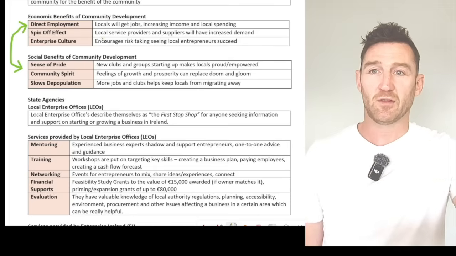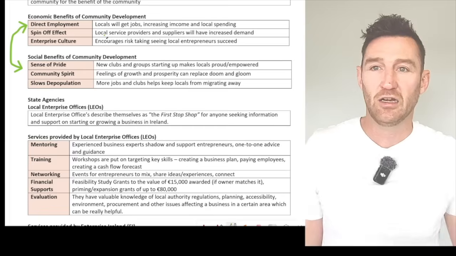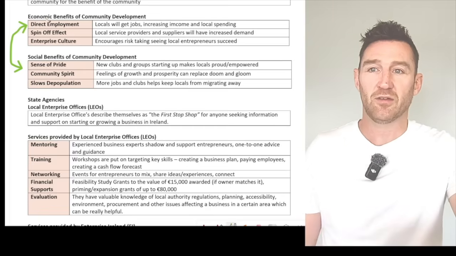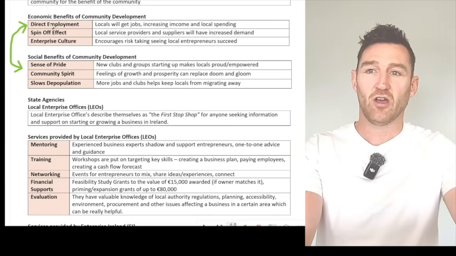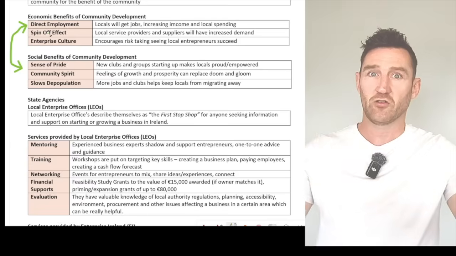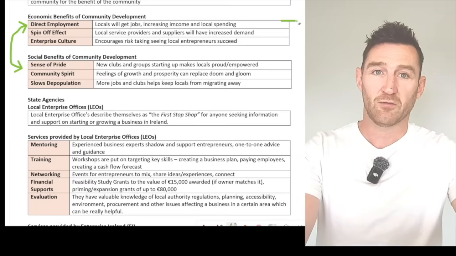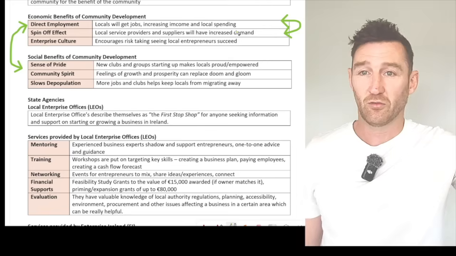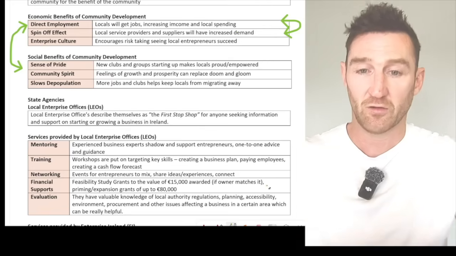This is one of my favourite things. It's ridiculous, really. If you're looking at the benefits of community development here, the benefit is it creates jobs, and spin-off effects are more jobs. So here we have 2 points. It creates jobs and more jobs. So just remember them and get them down as your first 2 points there.